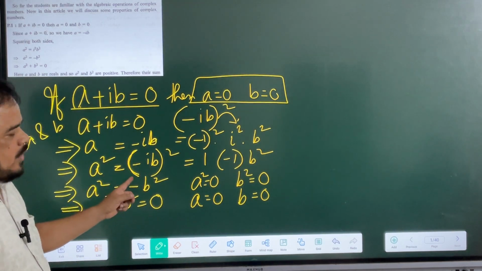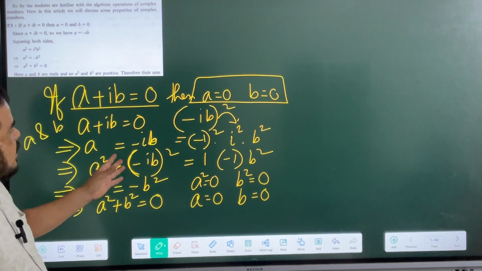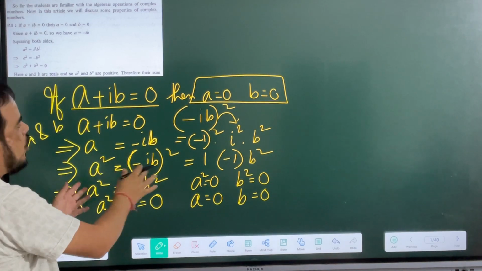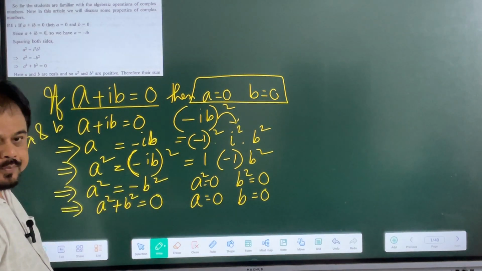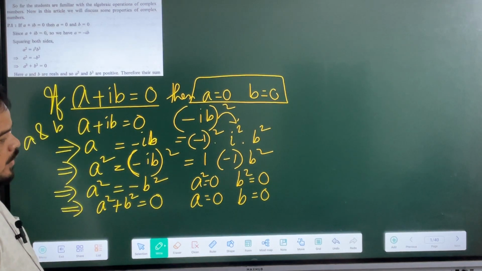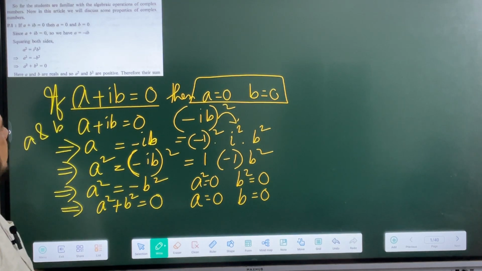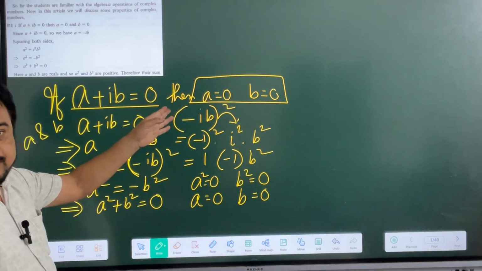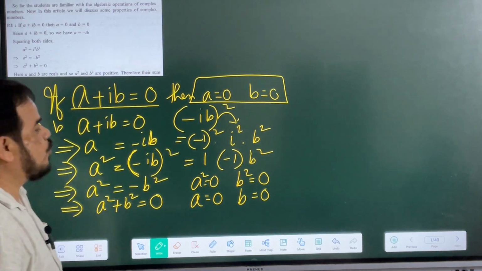This is very easy. Here there is nothing to understand. Just go on doing, you will get it automatically. There is nothing to understand. So this is property number 1. It may come in the exam to prove. So this is the procedure to prove the sum.